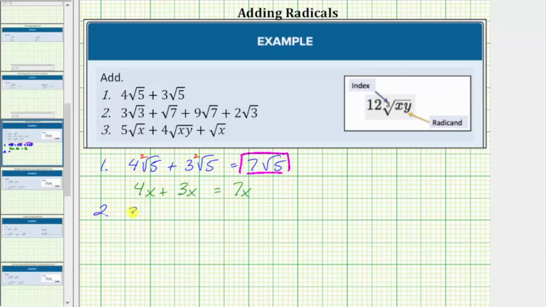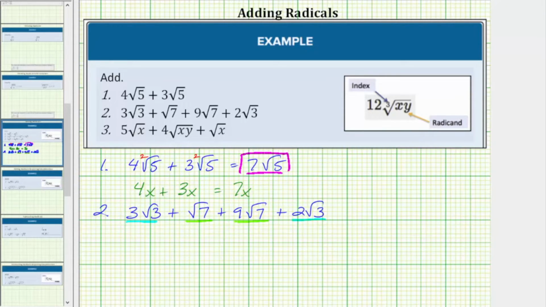Number 2, we have 3 square root 3 plus square root 7 plus 9 square root 7 plus 2 square root 3. First, notice how all these square roots are simplified, but not all of these are like radicals. Notice the first and fourth radicals contain the square root of 3, so these two are like radicals, and the second and third radicals contain the square root of 7, and therefore these two radicals are like radicals.